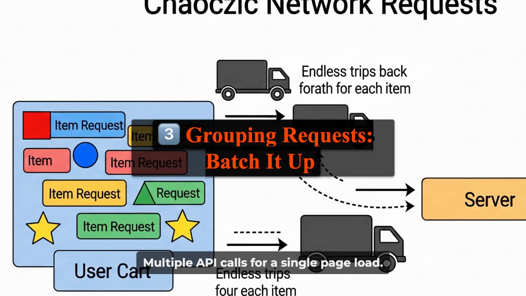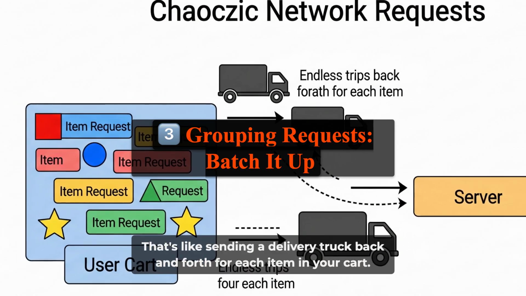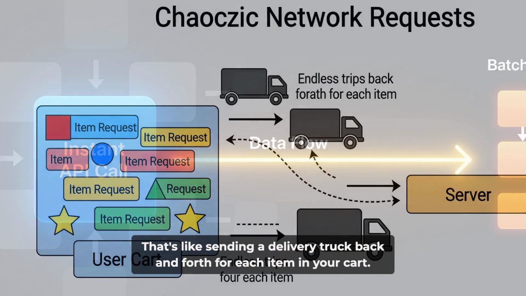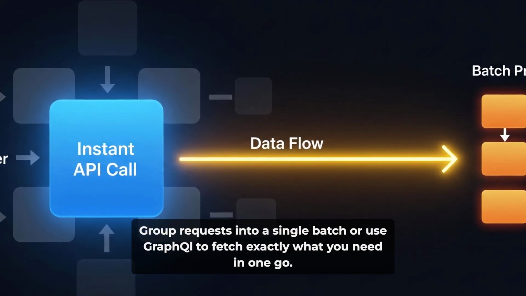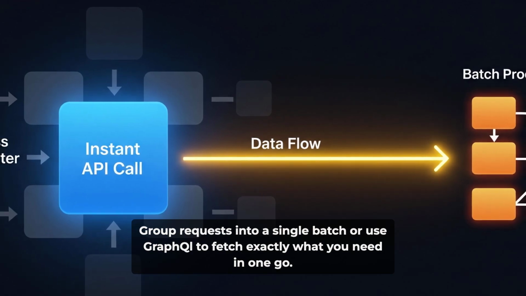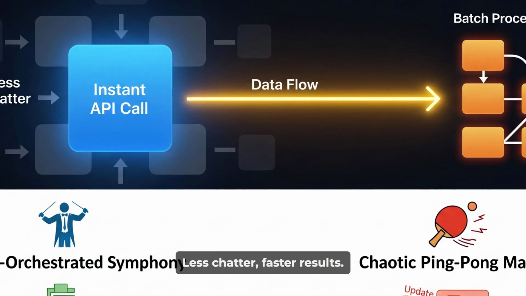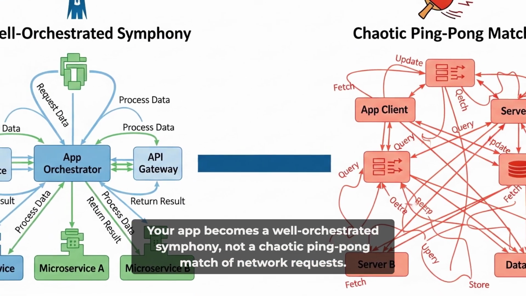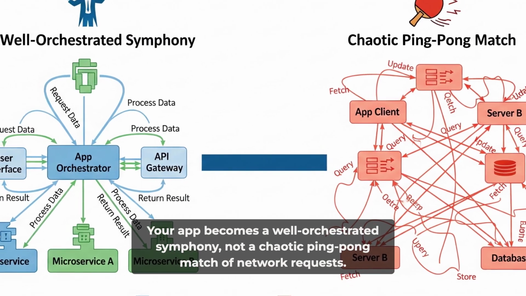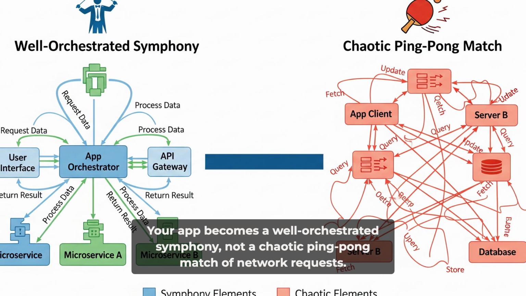Multiple API calls for a single page load. That's like sending a delivery truck back and forth for each item in your cart. Group requests into a single batch or use GraphQL to fetch exactly what you need in one go. Less chatter, faster results. Your app becomes a well-orchestrated symphony, not a chaotic ping-pong match of network requests.